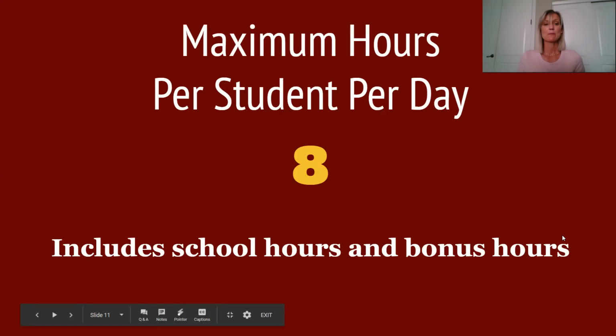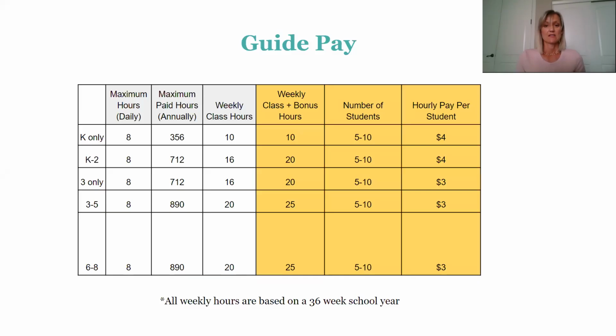So the maximum hours per student per day for any student is 8. So they cannot record more than 8 hours. You will not get paid for more than 8 hours per day. Now, if they did 8 hours every day, they would run out of hours really quickly. So you don't want to do 8 hours every single day. So your guide pay: if you have 10 students, you have 10 hours per day.